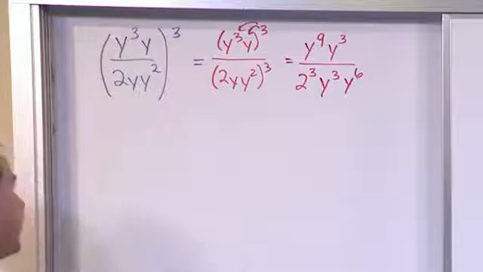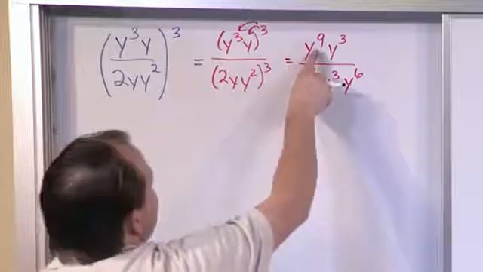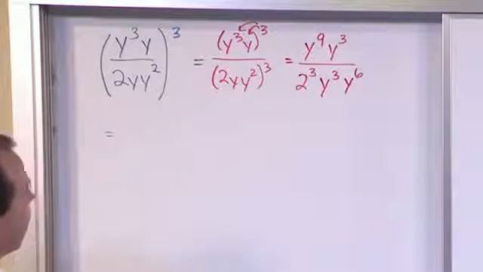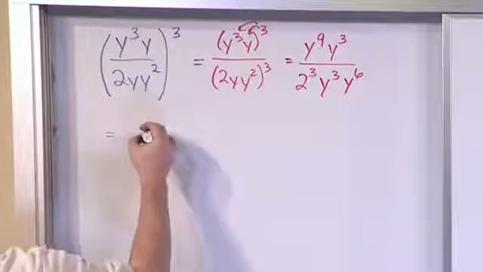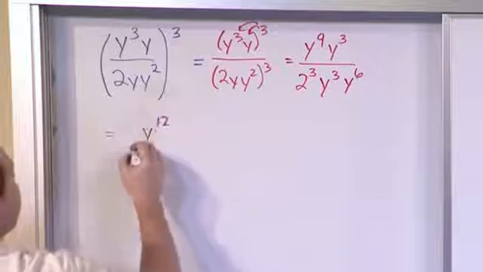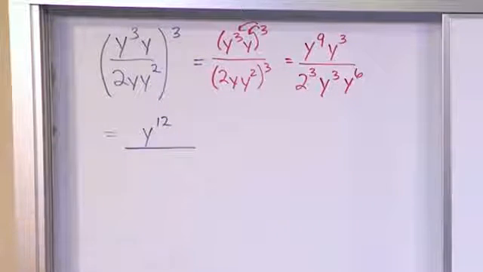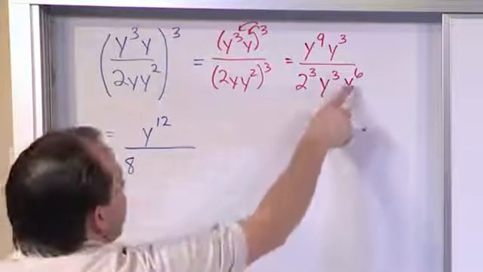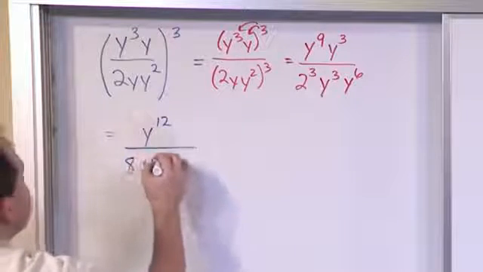And now that I'm at the final end here, I can simplify this. On the top, I have the same base, which is a y, but I have those guys, which are 9 and 3, so I can add those together. On the top, I'm going to have y to the 12th power. On the bottom, 2 to the 3rd power is 2 times 2 times 2, which comes out to 8. And here I have y cubed times y to the 6th. I can add these exponents and that gives me y to the 9th.